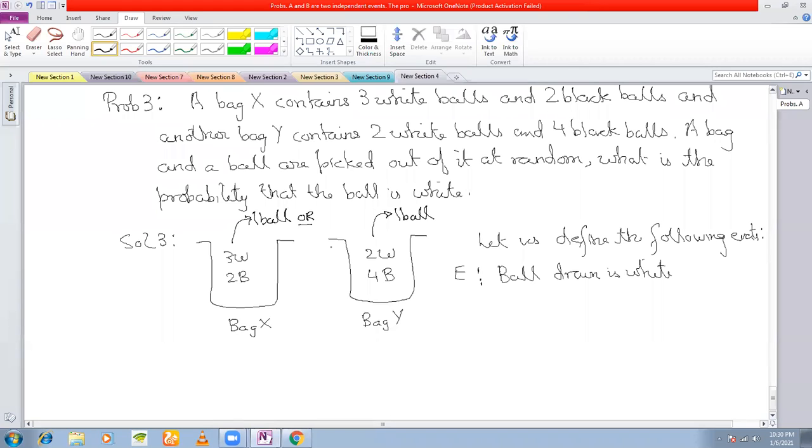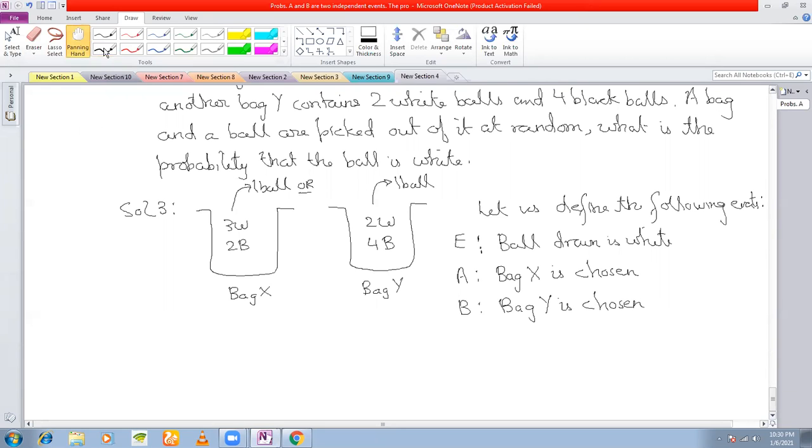But I'm only drawing one ball and I'm choosing the bag at random. Be very clear with this. I'm choosing the bag at random. I don't know which bag I'm drawing from. I can either draw from bag X or I can draw from bag Y. So I'll define my first event A as bag X is chosen, right? Event B as bag Y is chosen. Understood? Because I'm choosing one of the 2 bags. Then I'm drawing. Next, I will say the event C.